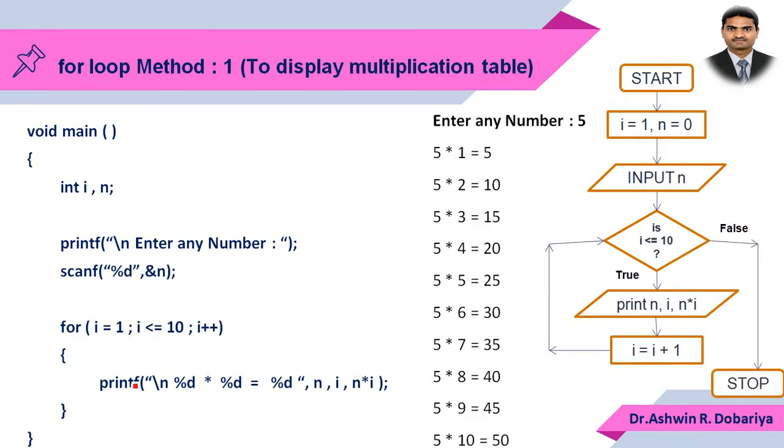Now the first method to write the for loop. Here it's a very interesting example: if you want to display a multiplication table using a for loop.